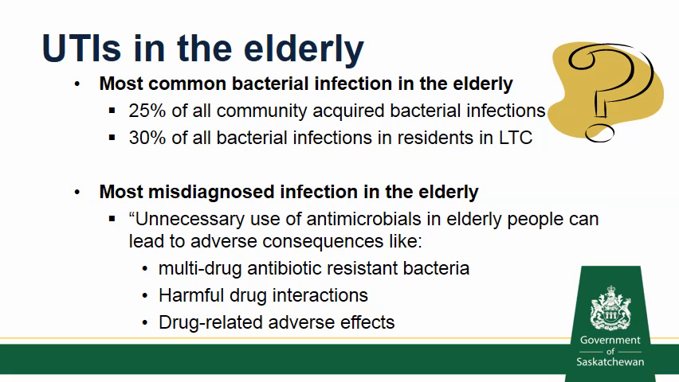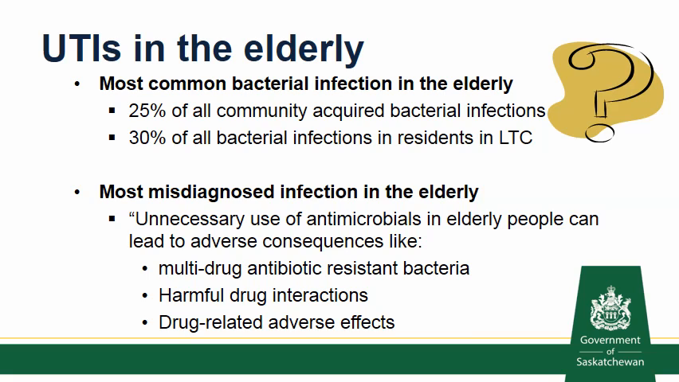Urinary tract infections are the most common bacterial infections found in older adults. In the community, UTIs are the cause of 25% of bacterial infections in older adults, and in long-term care that number rises to 30% of all bacterial infections.